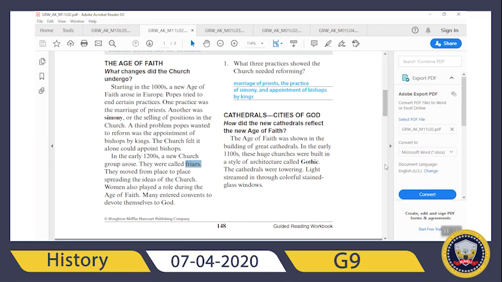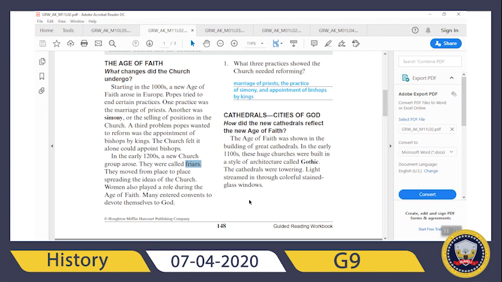In the early 1200s, a new church group arose, and they were called the friars. Here you see the friars. They moved from place to place, spreading the ideas of the church. And it's not only about men, now you will see the role of women. Women also played a role during the age of faith. Many entered convents to devote themselves to God.